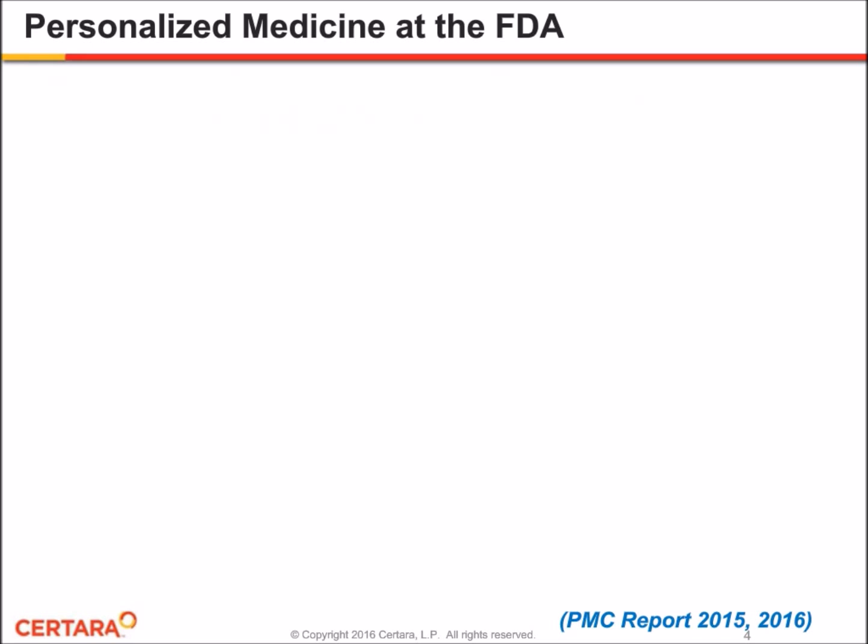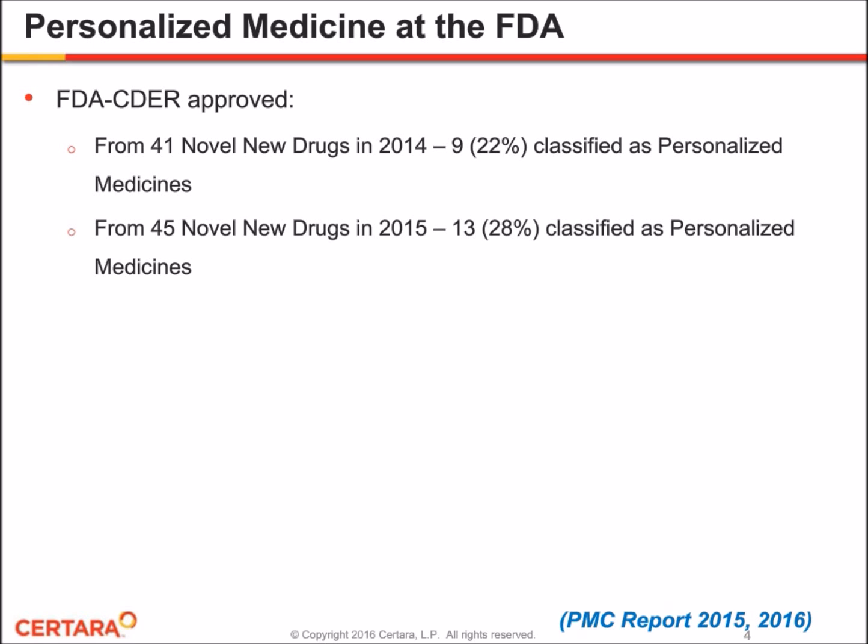So though the Precision Medicine Initiative was rolled out in early 2015, the FDA Center for Drug Evaluation and Research has already been evaluating drugs based on personalized medicine treatment. If you look here, in 2014, out of 41 novel new drugs that were approved by the FDA, 9 or 22% of them were classified as personalized medicines. And this trend continued in 2015 when the FDA approved 45 novel new drugs, and out of those, 13 or 28% were classified as personalized medicines.